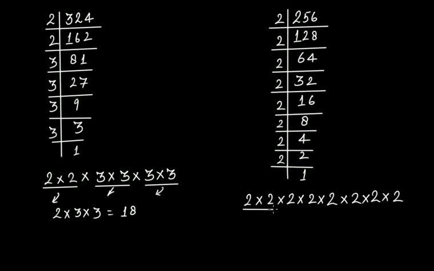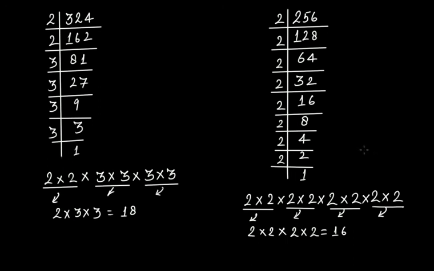This is one pair, another pair, another pair, and another pair. So 1 2 from here, another 2 from this one, another 2 from this one, and another 2 from this one. So 2 times 2 is 4, times 2 is 8, times 2 is 16. 16 is the square root of 256.